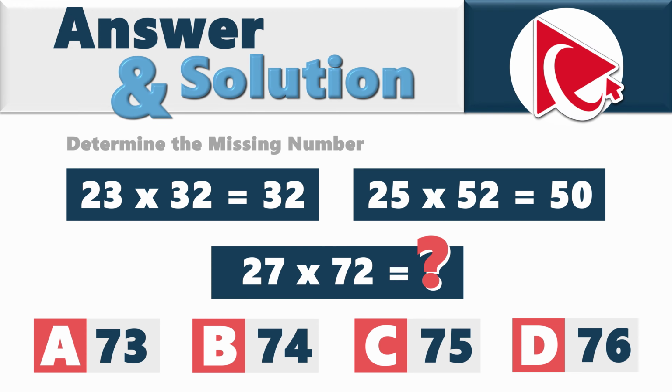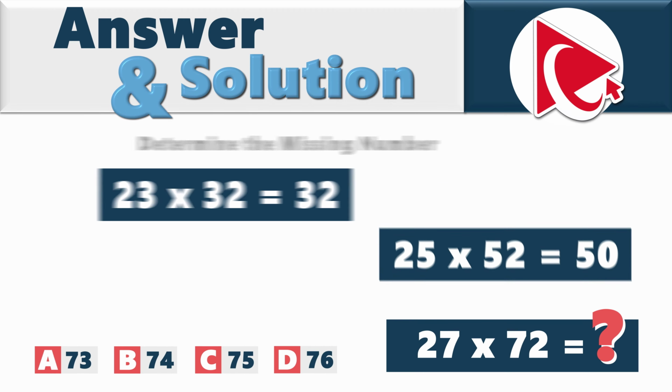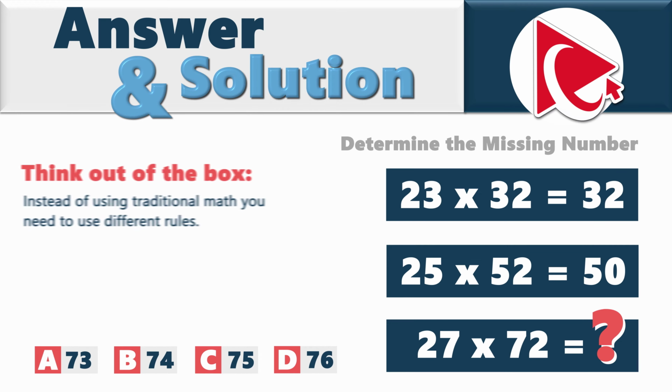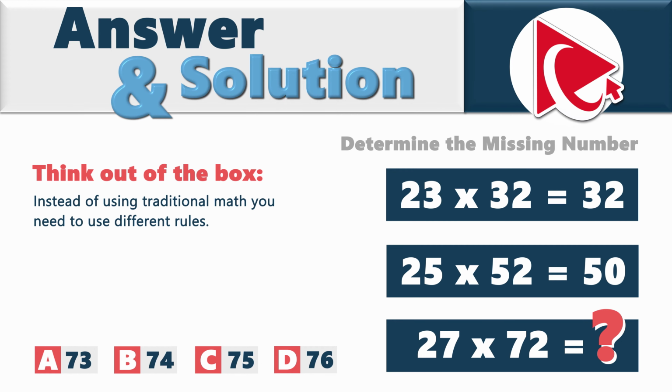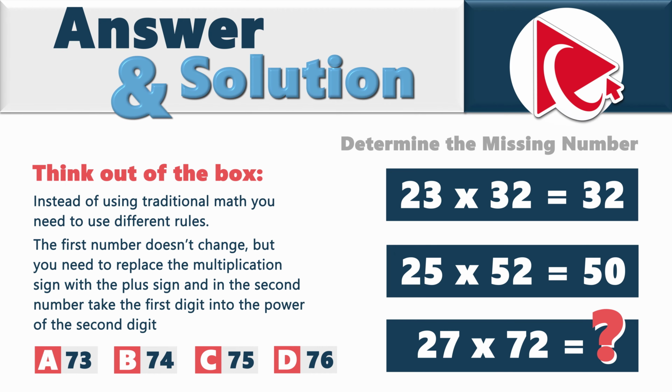As you might have guessed, we are not dealing with traditional math expressions here. You need to think out of the box to solve it. Instead of using traditional math, you need to use different rules. The first number doesn't change, but you need to replace the multiplication sign with the plus sign. And in the second number, take the first digit to the power of the second digit.